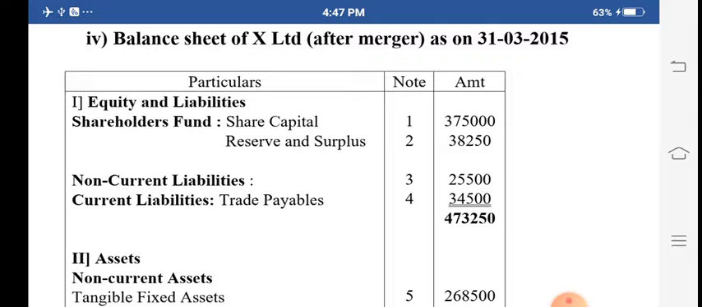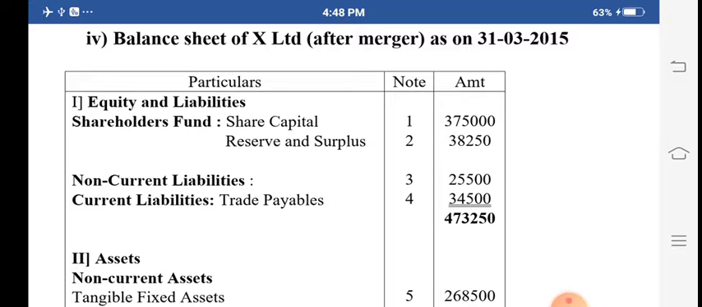In the last class we discussed the incorporating entries in the books of the transferee company. We already finished three steps related to this problem and the merger method. With the help of that problem we have to use the merger method, as well as the purchase method.